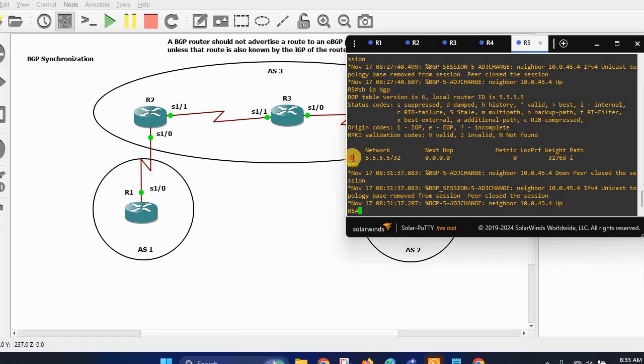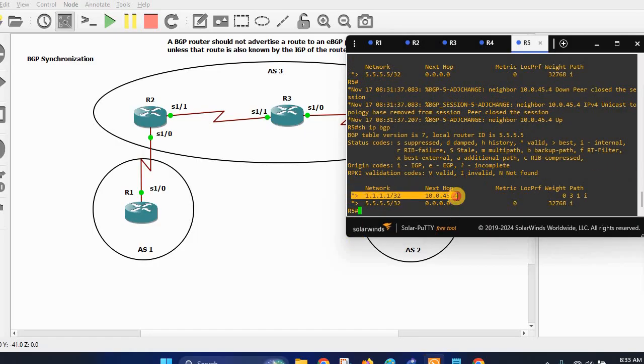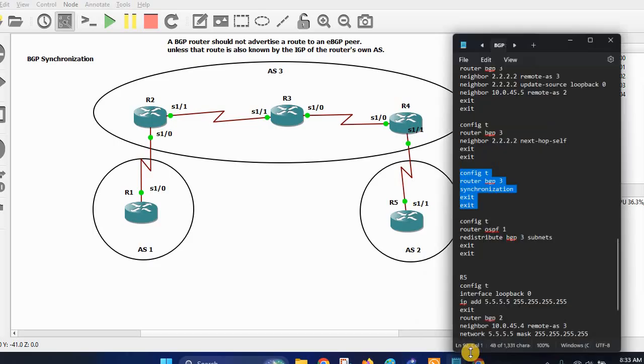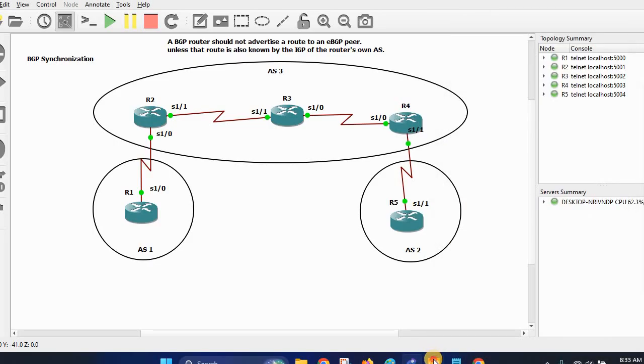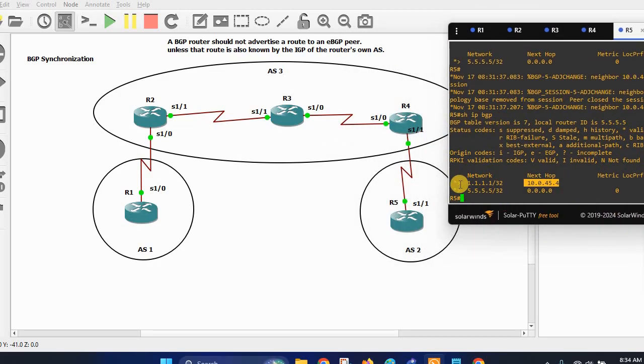If you look at R5, previously the R1 update was not received, and now R1 is received. Now we will check the reachability between R1 and R5. From R5 you ping R1. See this update: the next hop is the 4.5 network. The next hop for R5's network, I mean the 4.5 network. Here, for R1 it is going to the 4.5.4 interface.